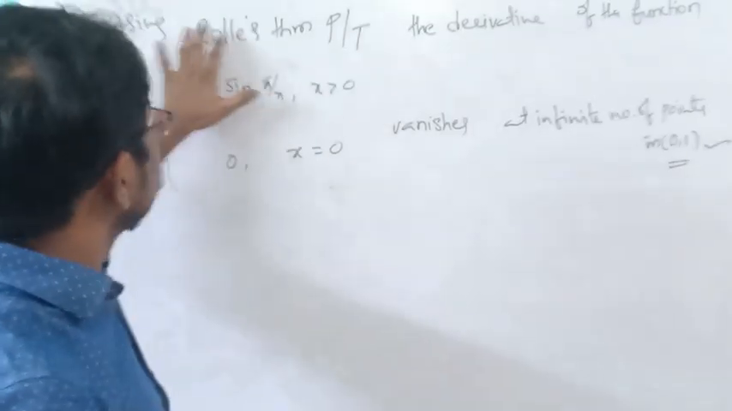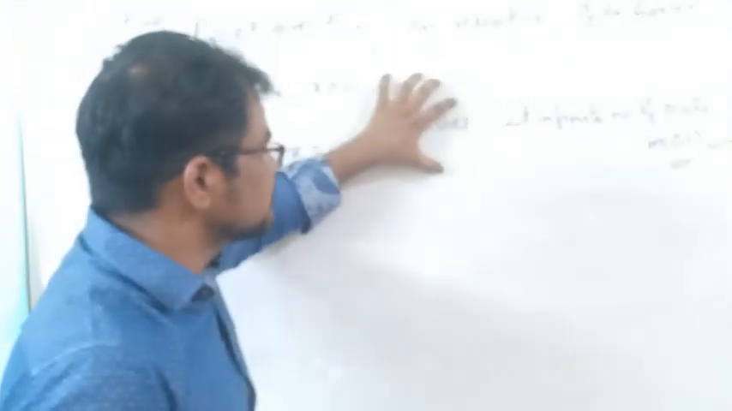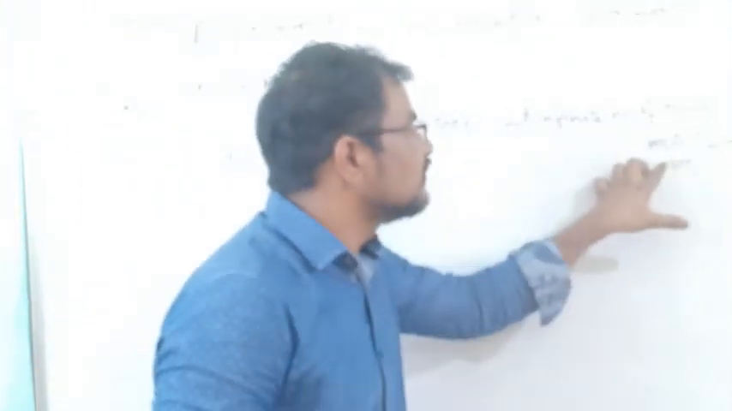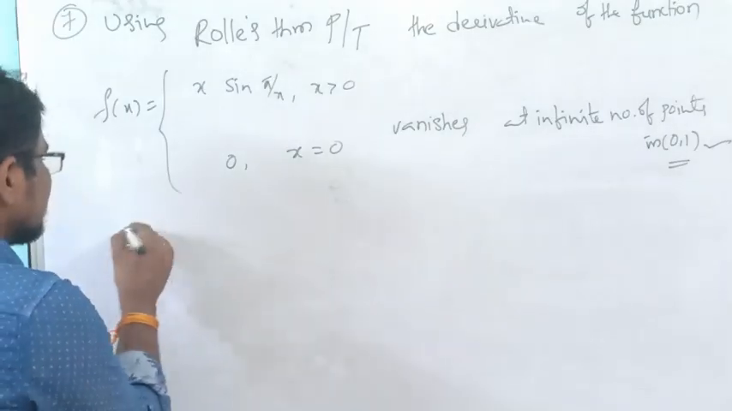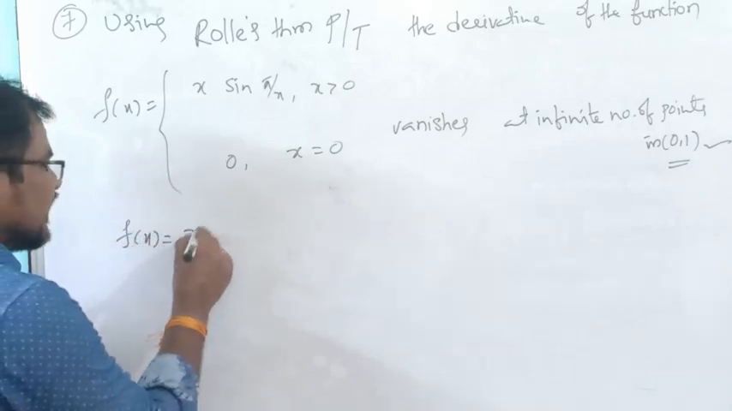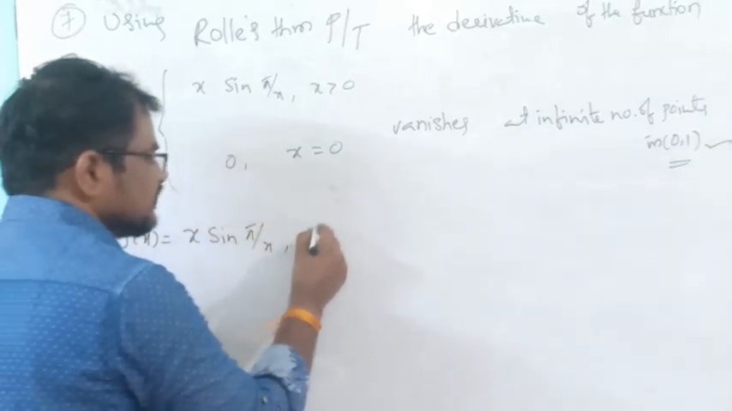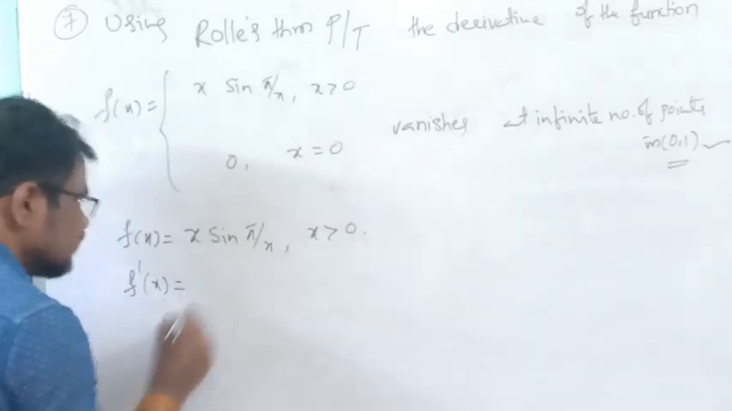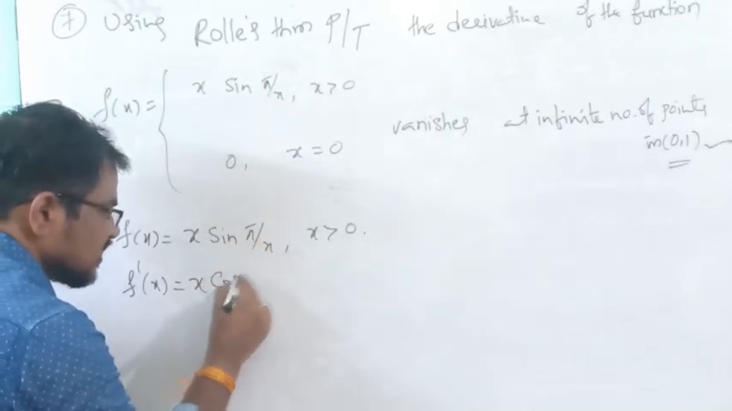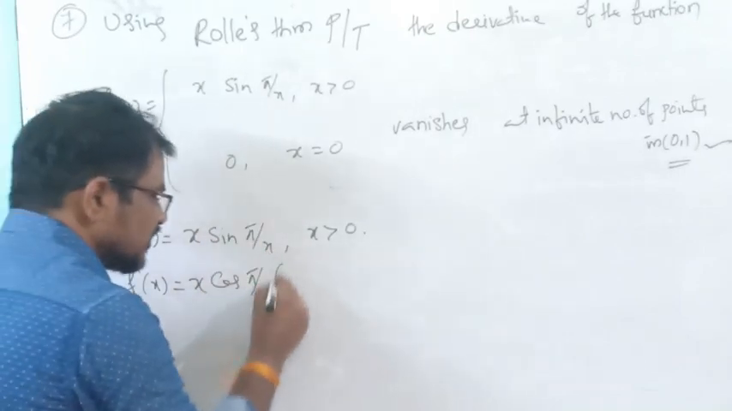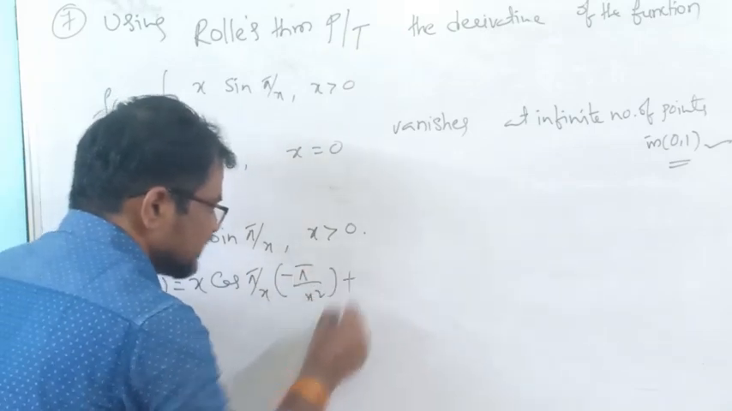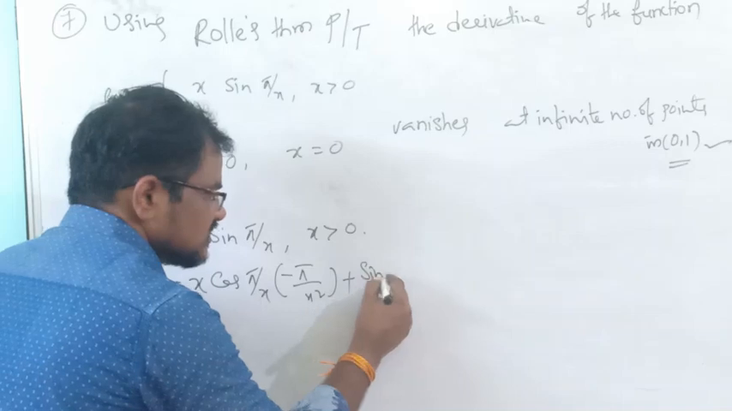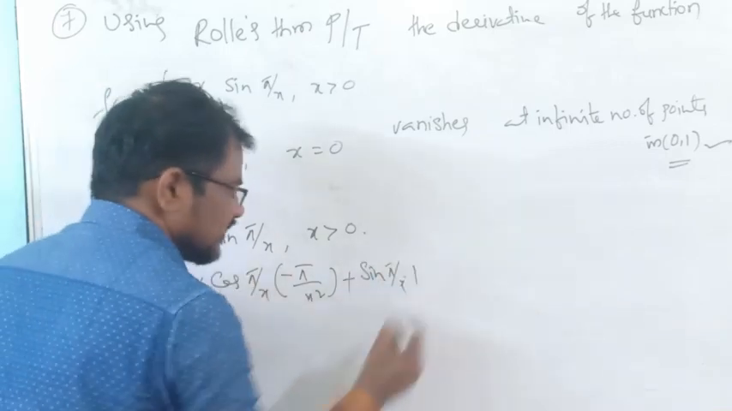This problem is using Rolle's theorem: prove that the derivative of this function vanishes, means is 0, at infinitely many points. This is the most important problem. Listen carefully. Take the function first: f of x equal to x into sine pi by x for x greater than 0. Do the differentiation for this one. f dash x equal to x into the differentiation of sine, which is cos of pi by x, again differentiation of pi by x is minus pi by x square, plus sin pi by x as it is, differentiation of x is 1.